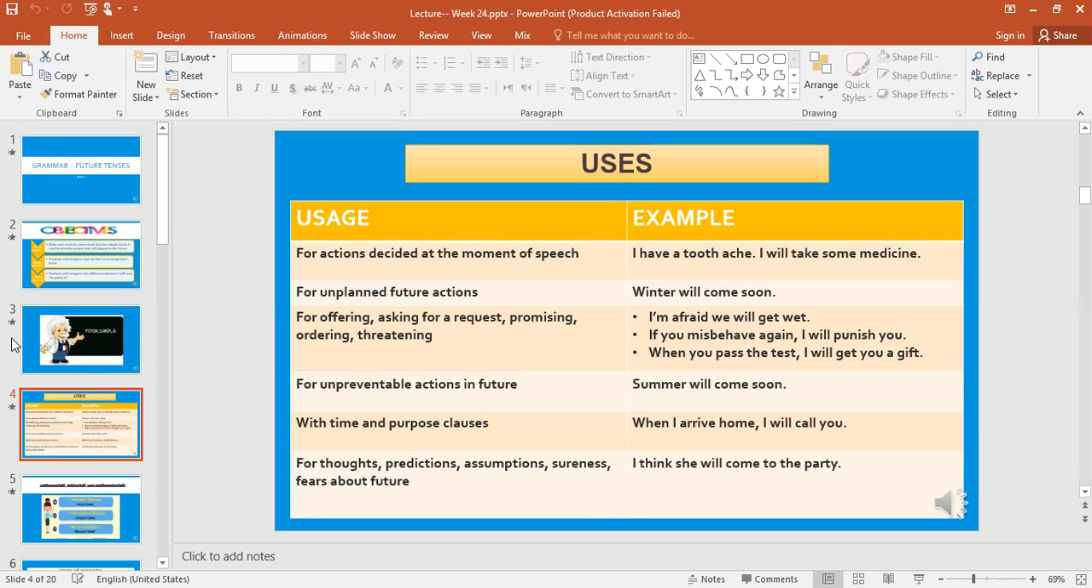With time and purpose clauses, this, as we said, is always combined to a certain time. It's related to a certain time. When I say when, and I will do the action. So when I arrive home, I will call you, and so on. For thoughts, predictions, assumptions, sureness, and fears about future, also in these cases, we use the future simple tense, the will form. Pay attention when I say the will form, like I think she will come to the party.